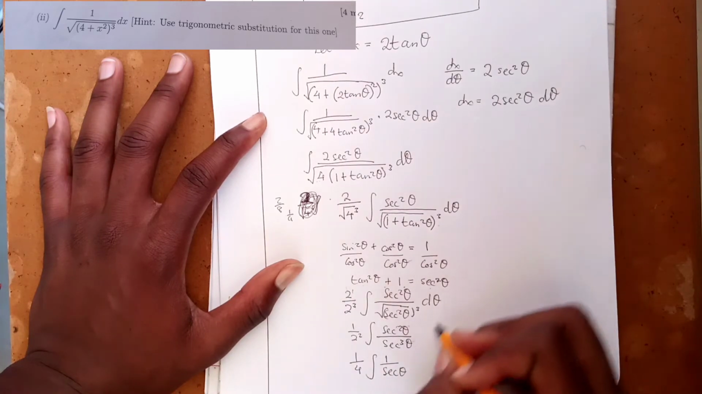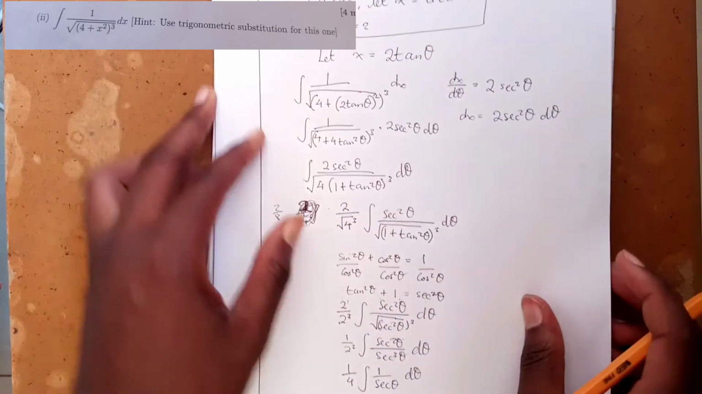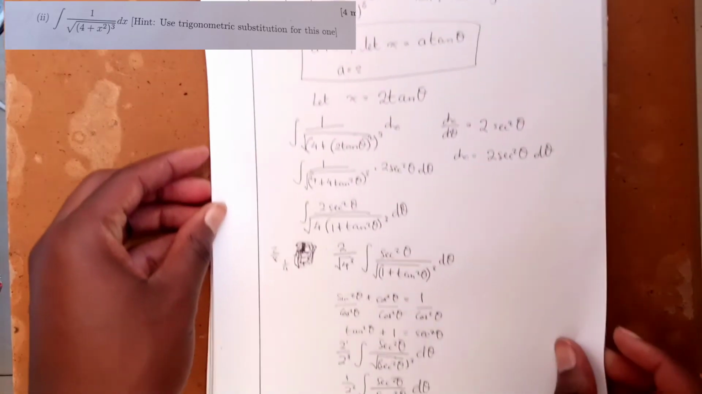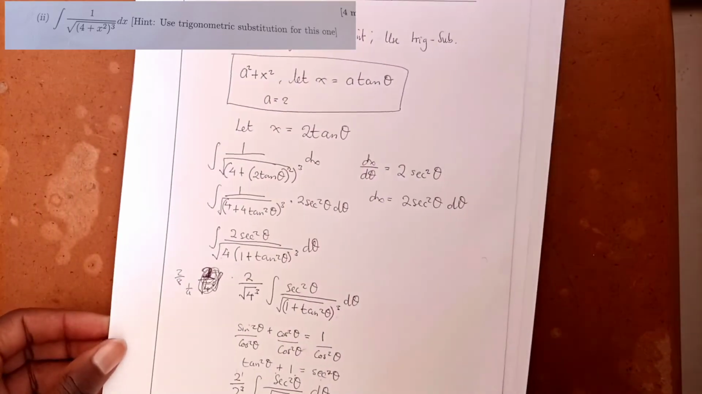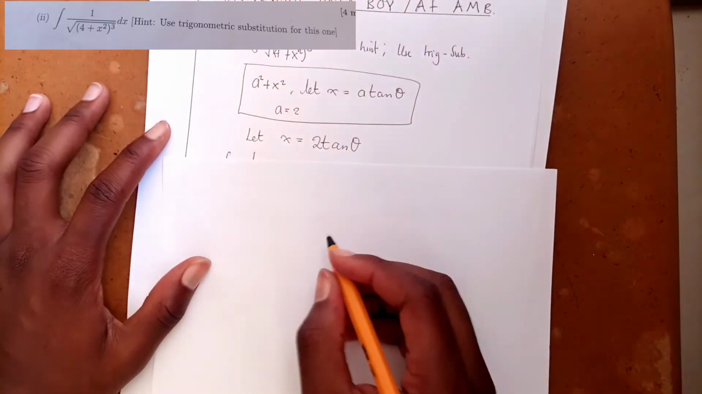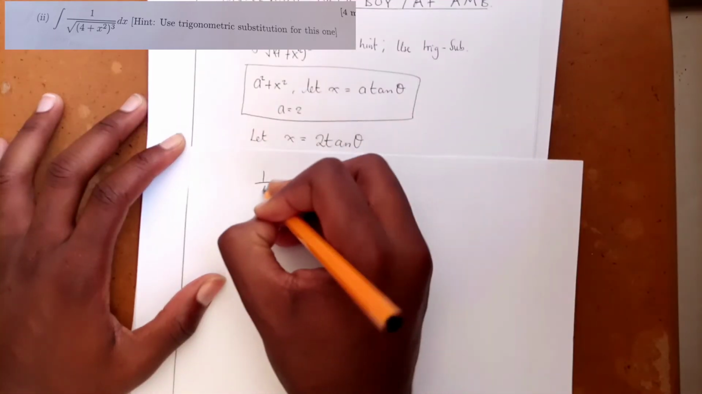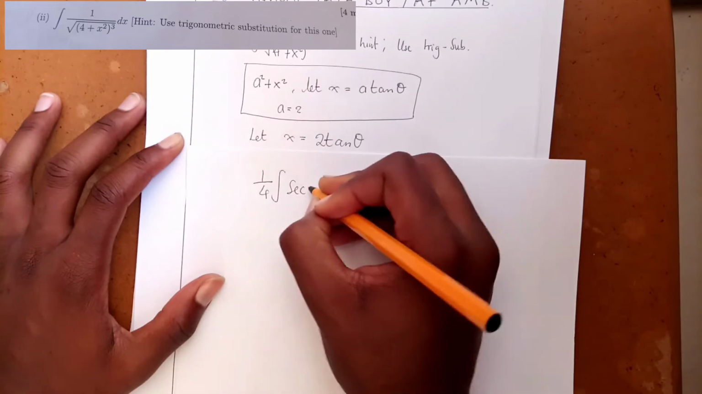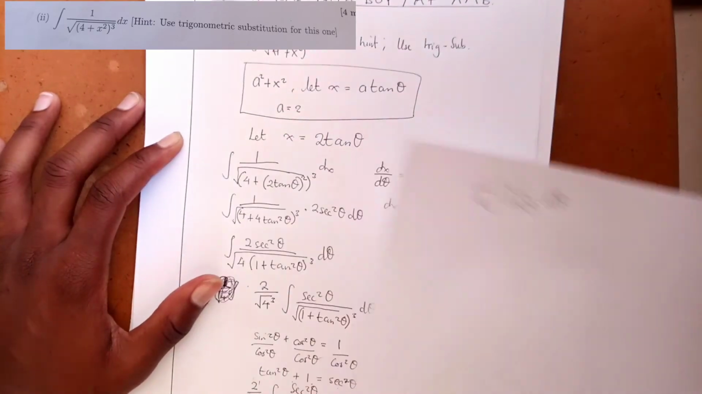Then remember, we're integrating with respect to theta, so there we have our d theta. So now we can get another sheet of paper. Then we can now start from where we ended. We have 1 over 4 times 1 over sec theta d theta.